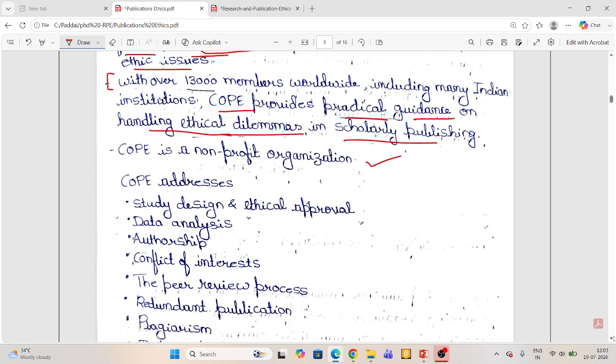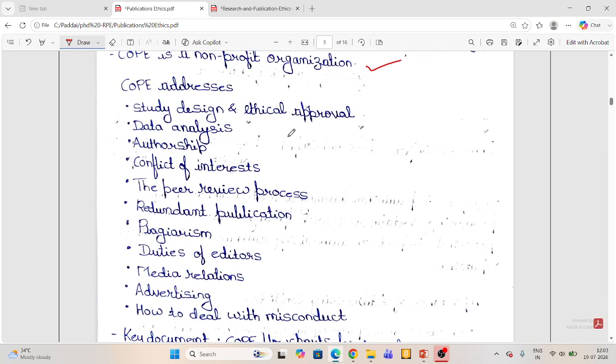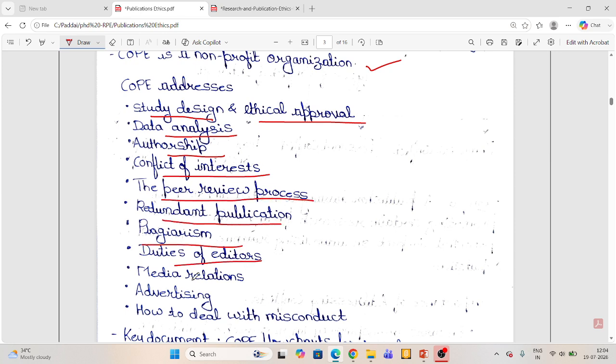Now what are the areas in which COPE deals? It addresses study design and ethical approval, data analysis, authorship, conflict of interest, the peer review process, redundant publication, plagiarism, duties of editors, media relations, advertising, and how to deal with misconduct. So even if you list this down in your answer, it is more than enough.